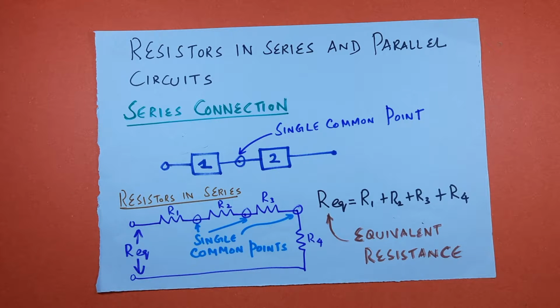in series. So the equivalent resistance when resistors are connected in series is given by this equation: R equivalent equal to R1 plus R2 plus R3 plus R4. So when resistors are connected in series, the equivalent resistance is nothing but the sum of the resistors.